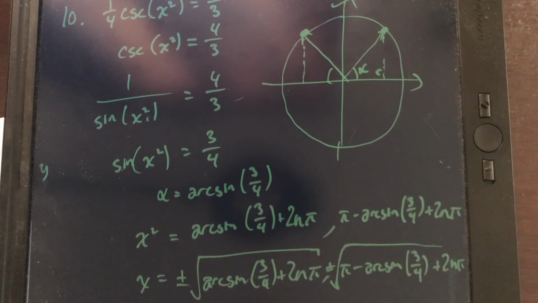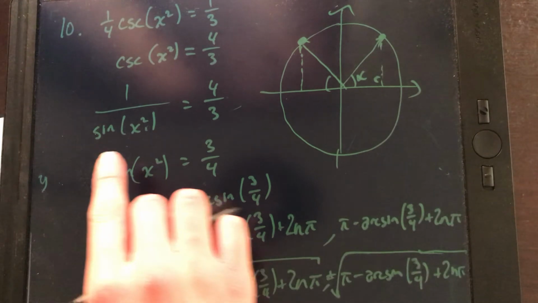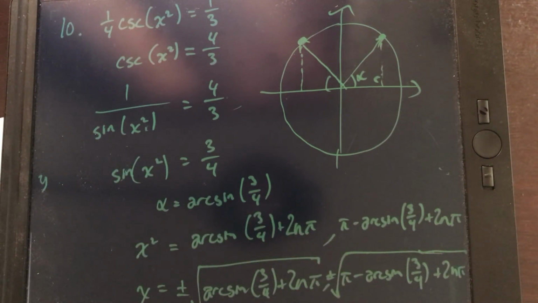There, I hope you can see that. Might have been cut off for some of the earlier ones, but hopefully it was still helpful. There we go. Not all values of n will actually make this work, but for the most part, this is what I'd consider a general solution to the equation 1/4 cosecant x squared equals 1/3.